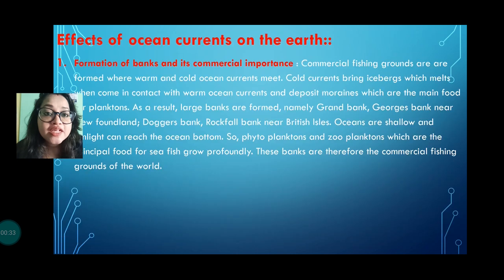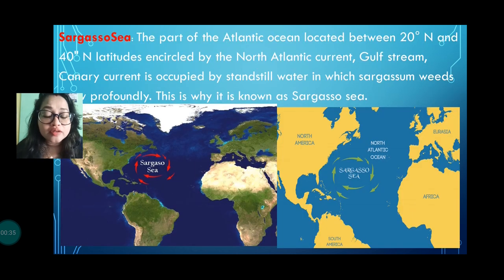What is that? I told you last day that there are two types of current: warm current and cold current. I told you the names as well. So just remember the two important names. Also, due to these ocean currents, something happens in the oceans. You can see the picture.